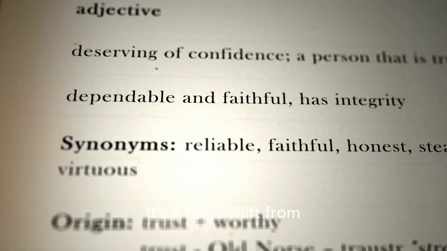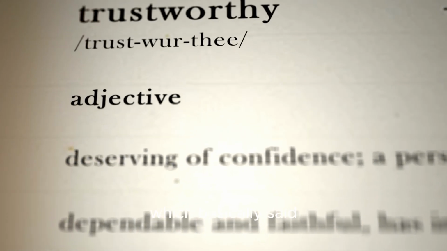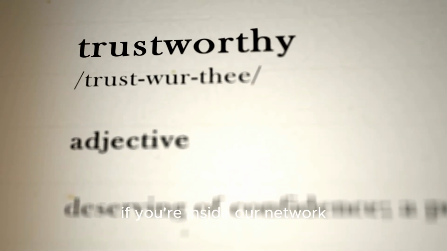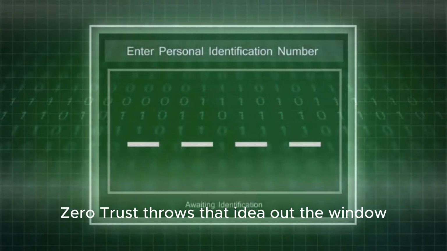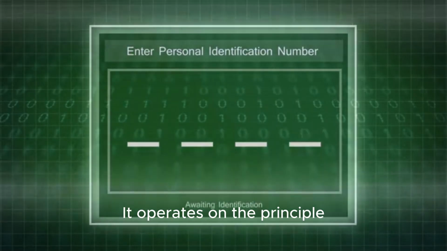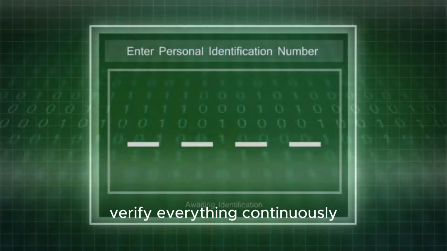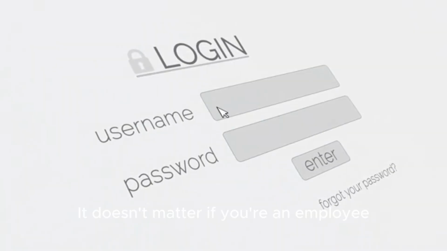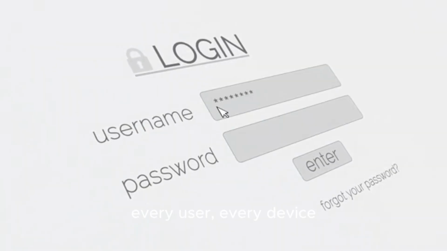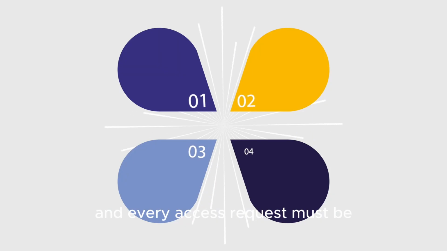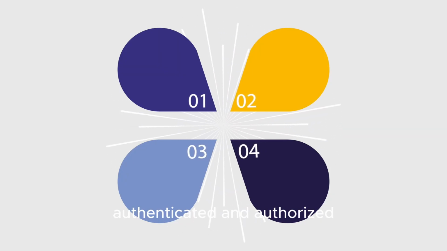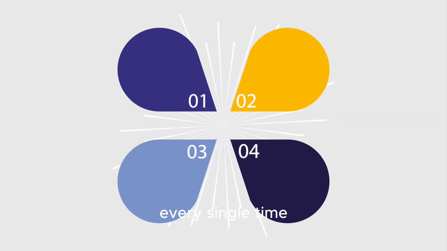It's a huge shift from older security models, which basically said, if you're inside our network, you must be trustworthy. Zero trust throws that idea out the window. It operates on the principle of trust no one by default. Verify everything continuously. It doesn't matter if you're an employee, a partner, or a customer. Every user, every device, and every access request must be authenticated and authorized every single time.